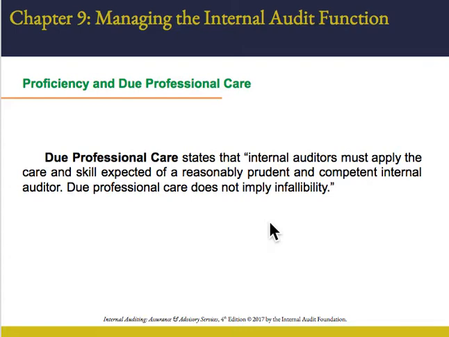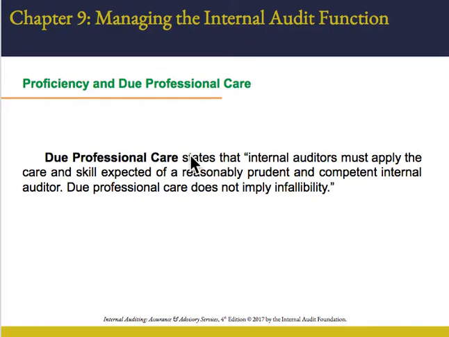What does due professional care mean? Due professional care states that the internal auditors must apply the care and skill expected of a reasonable, prudent, and competent internal auditor. And also, due professional care does not imply infallibility. What does that mean? When two professional auditors perform the function, we expect them to have the same care, the same way of dealing with the work, and the same result. It's not exactly the same activity, however, we expect them to have the same result.